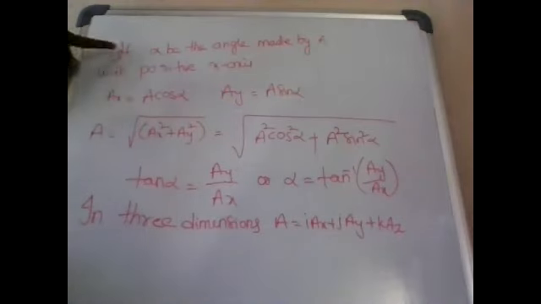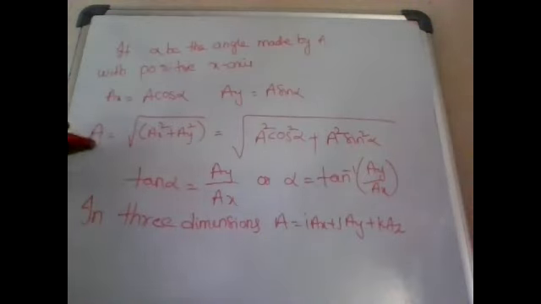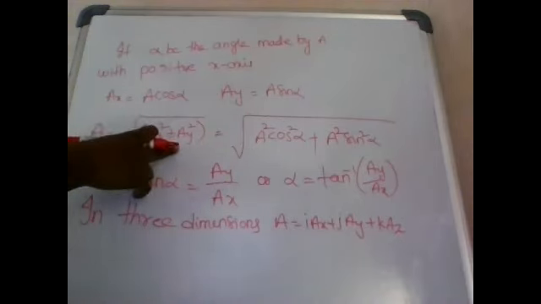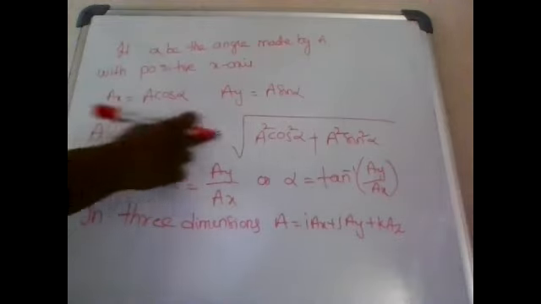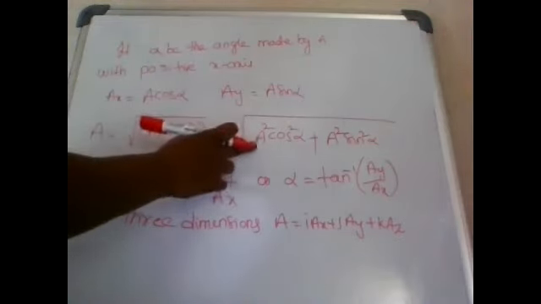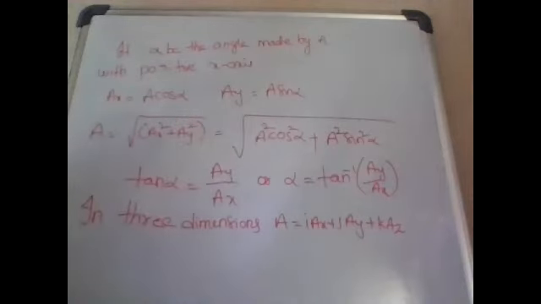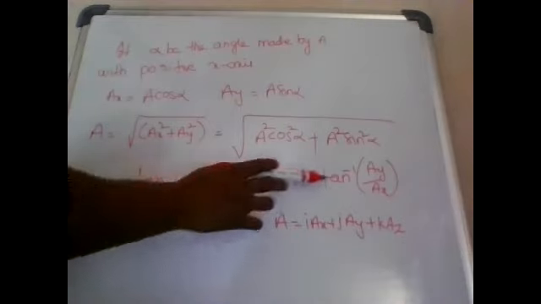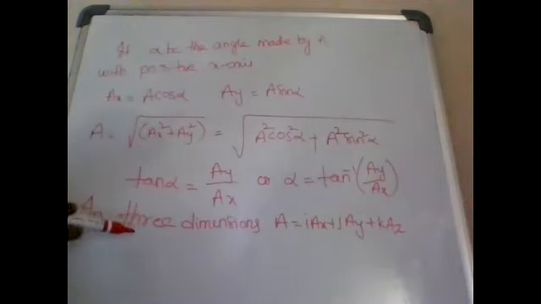So in the diagram, if alpha is the angle made by capital A with the positive x-axis, then A suffix x equals A cos alpha and A suffix y equals A sin alpha. Next, the magnitude A equals under root of A suffix x square plus A suffix y square, which is under root of A square cos square alpha plus A square sin square alpha. From the diagram, tan alpha equals A suffix y by A suffix x. From this, alpha equals tan inverse of A suffix y by A suffix x.